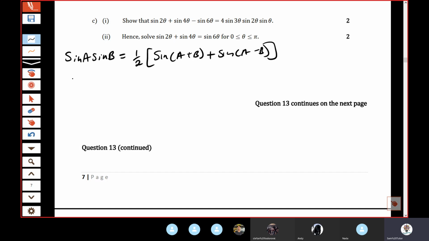You have an extra sine. Why are you saying no? Sine A, sine B, yes. We need half cos A minus B minus cos A plus B. Oh, it's cos. Well, that's fine. Because what's cos A, sine B make? Sine. Okay, no stress. One at a time.